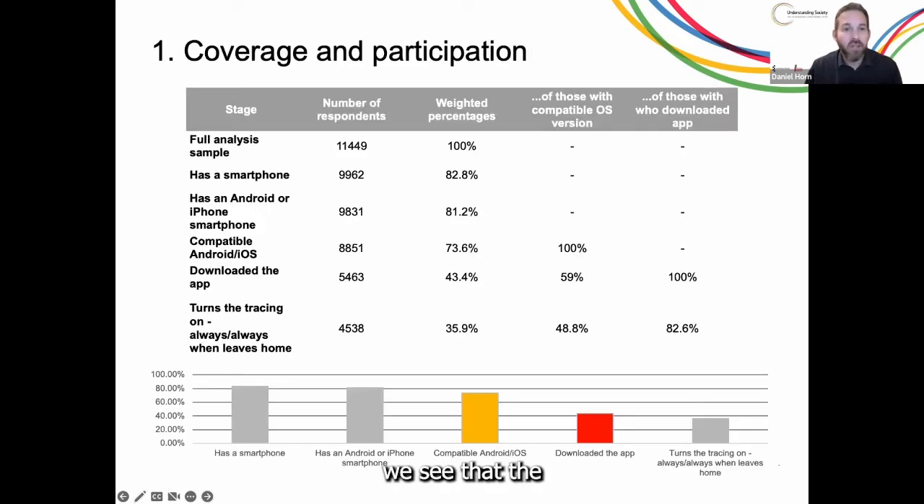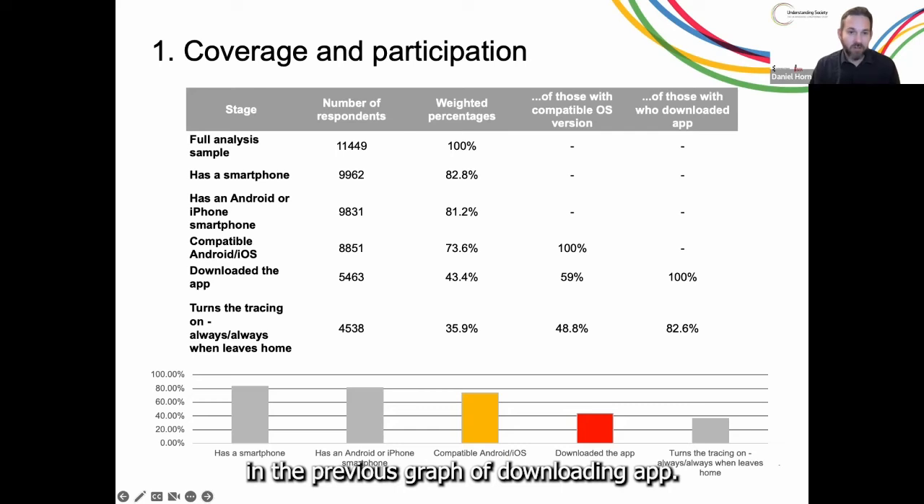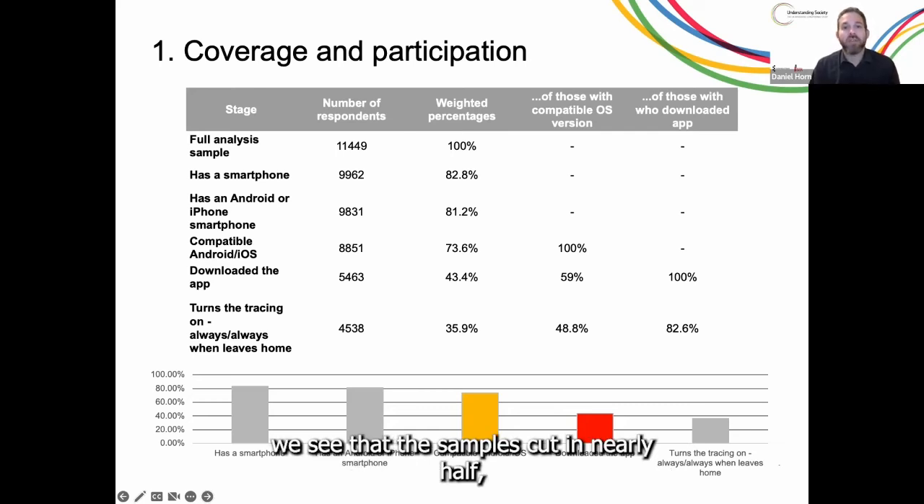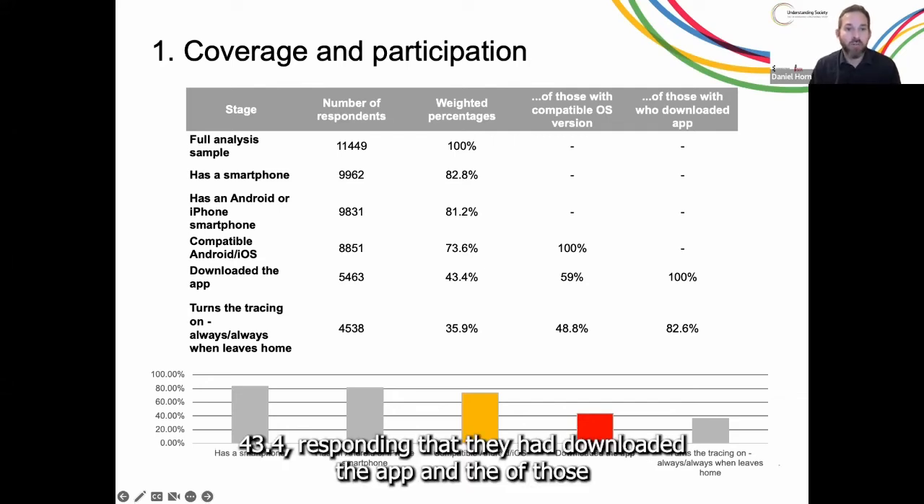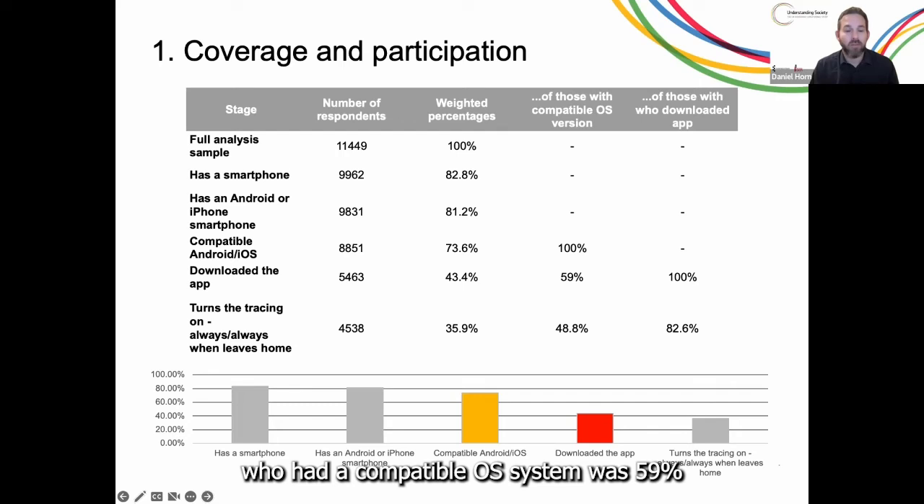Now, for results, we see that the bias, the step down process is, as shown in the previous graph of downloading the app, that this is a crucial step. We see that the sample is cut in nearly half, 43.4 responding that they had downloaded the app, and of those who had a compatible OS system, it was 59%.